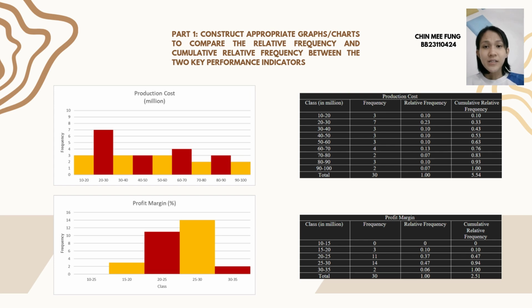This shows that the profit margin has a more skewed distribution, heavily concentrated in one range, which is 25 to 30, while the production costs have a more balanced distribution across multiple ranges.